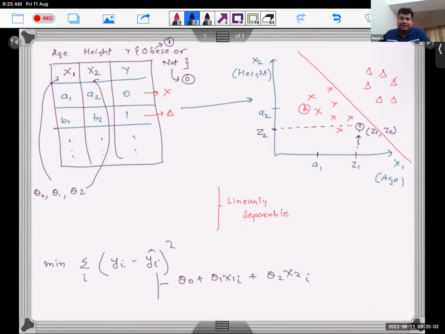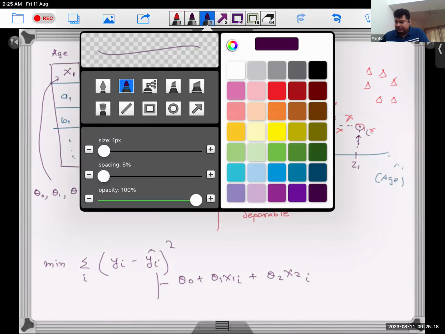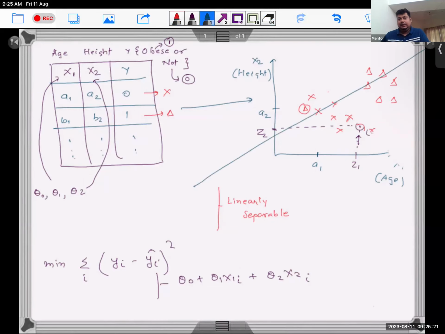Please note that this is not this line. What I'm doing right now is trying to find this line. Listen to me very carefully. What I'm saying is, in 2 dimensions, let's simply find a line which is the closest to all the points. Let's try to find that first, and then I'll show you how to find the separator.